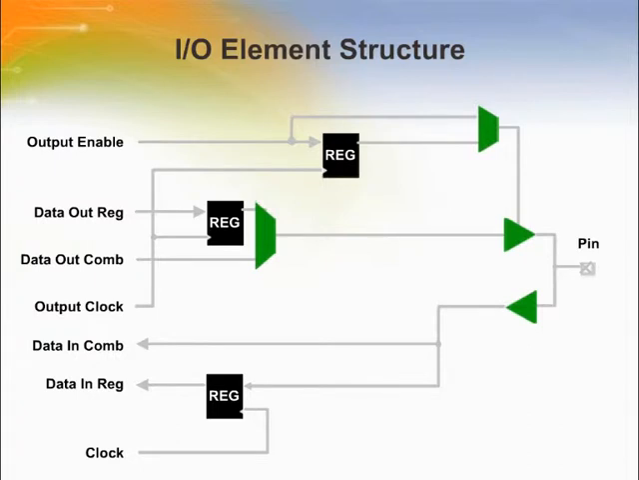Cyclone II device IOEs contain a bidirectional I/O buffer and 3 registers for complete embedded bidirectional signal data rate transfer. The IOE contains 1 input register, 1 output register, and 1 output enable register. You can use the input registers for fast setup times and output registers for fast clock to output times. Additionally, you can use the output enable register for fast clock to output enable timing.